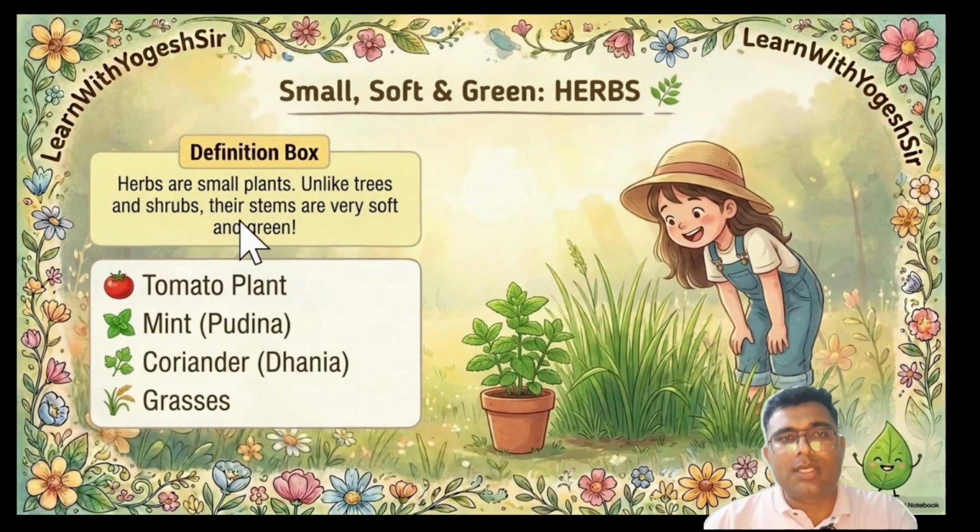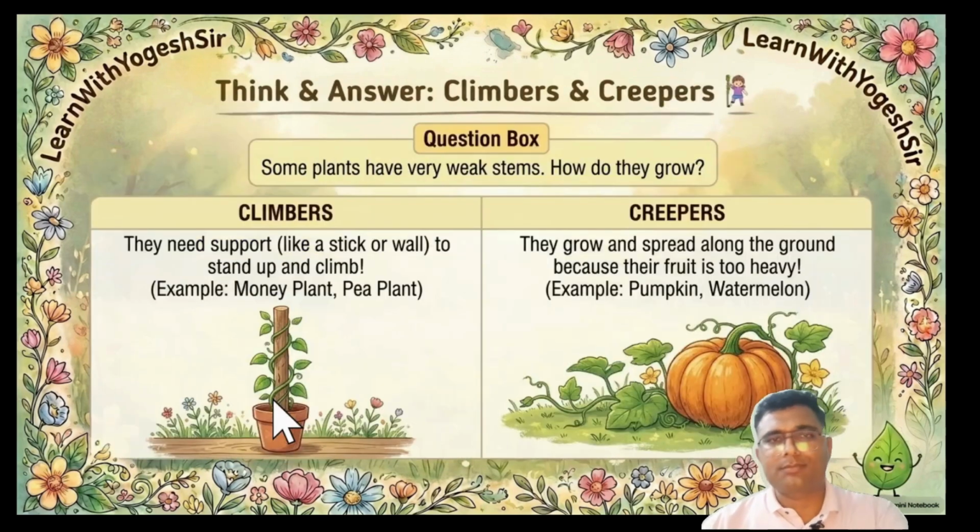Next are herbs: small, soft and green. Herbs are small plants. Unlike trees and shrubs, their stems are very soft and green. Examples of herbs are tomato plant, mint, that is pudina, coriander, that is dhania, and grasses.